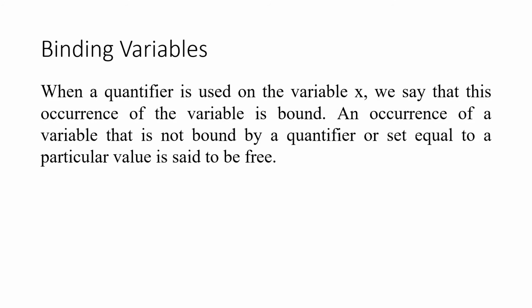So let's have binding variables. When a quantifier is used on the variable x, we say that this occurrence of the variable is bound. An occurrence of the variable that is not bound by a quantifier or set equal to a particular value is said to be free. All the variables that occur in the propositional function must be bound or set equal to a particular value to turn it into a proposition. This can be done by using a combination of universal quantifiers, existential quantifiers, and value assignment.